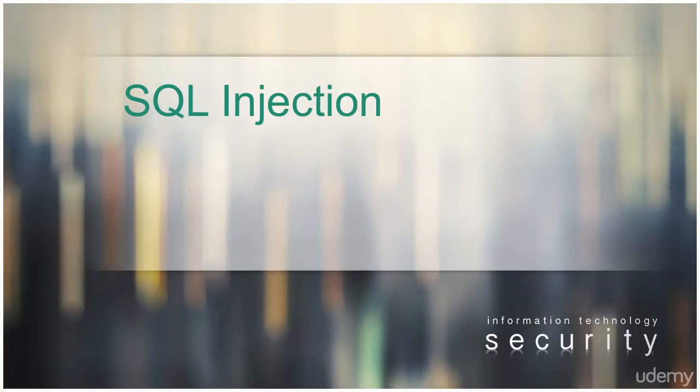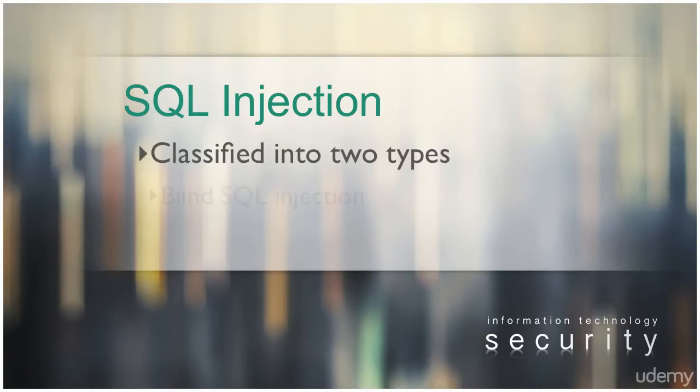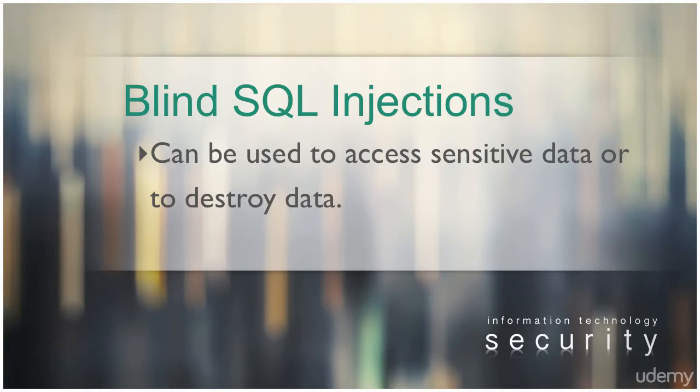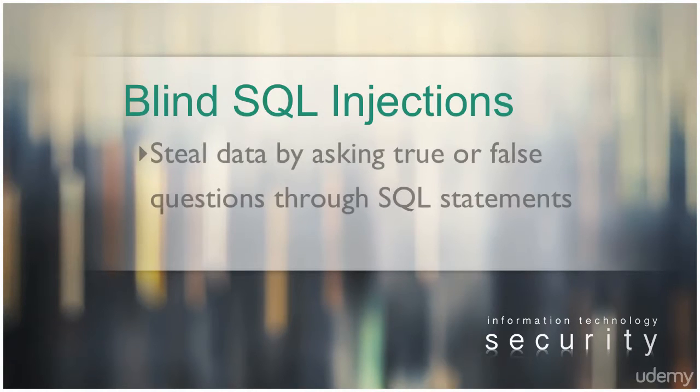SQL injection can be classified into two types. One is blind SQL injection and the other is simple SQL injection. Wherever there is a web application vulnerability, blind SQL injection can be used either to access the sensitive data or to destroy the data. The attacker can steal the data by asking a series of true or false questions through SQL statements. A simple SQL injection script builds a SQL query by concatenating hard-coded strings together with a string entered by the user.